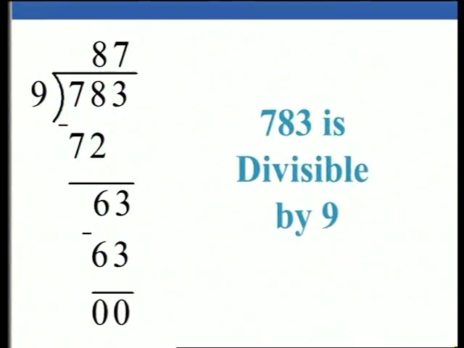Let's see it completely, if I divide 783 by 9, what are we going to get. Here by using long division we have done this. We are getting the quotient as 87 and remainder as 0. And it is clearly seen that 783 is divisible by 9.